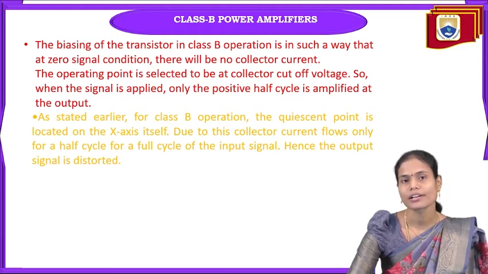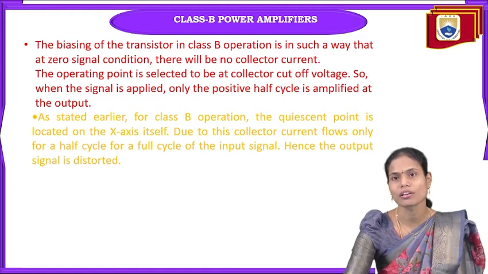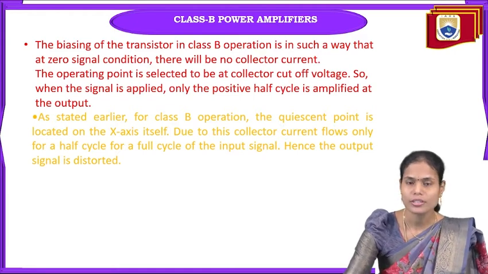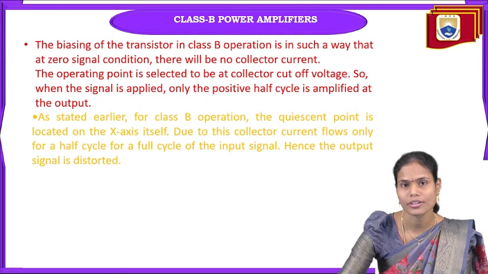So due to this, collector current flows only for a half cycle of the input signal. Hence the total signal is distorted here. Among the total 360 degrees, it is going to utilize only 180 degrees. That's why so much distortion will occur across the output.